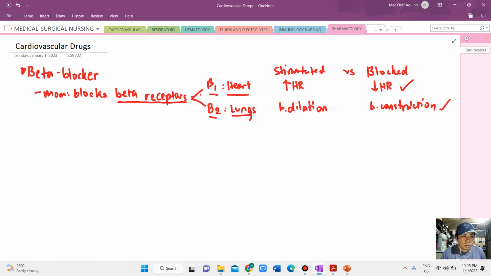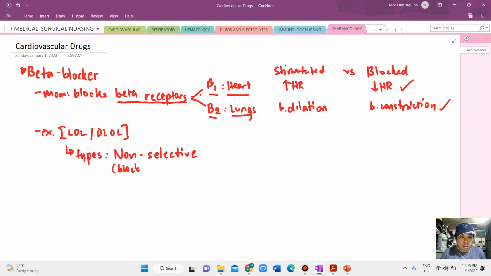Now, to continue, examples of this drug come from the family of your LOLs or OLOL. These are their family name. We can classify your beta blocker into two types. You have what you call your non-selective. Non-selective means it does not choose, which means it will block both beta 1 and beta 2.